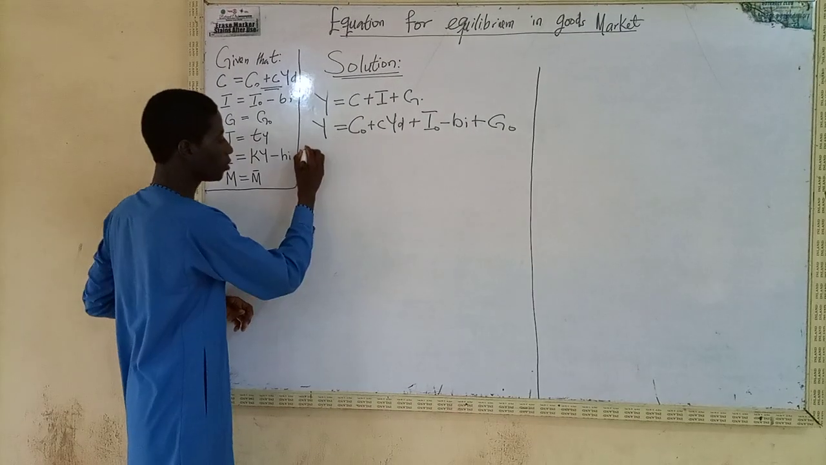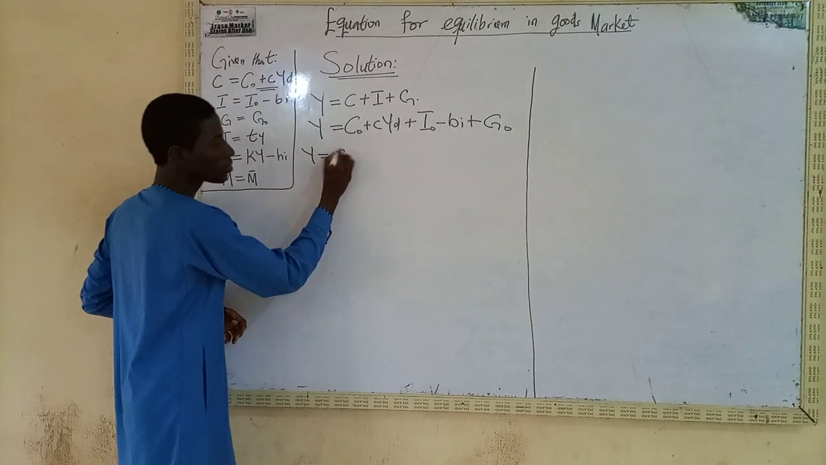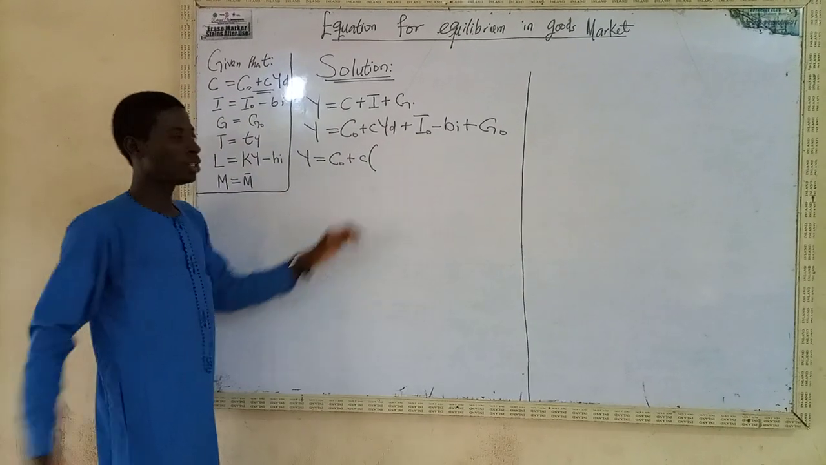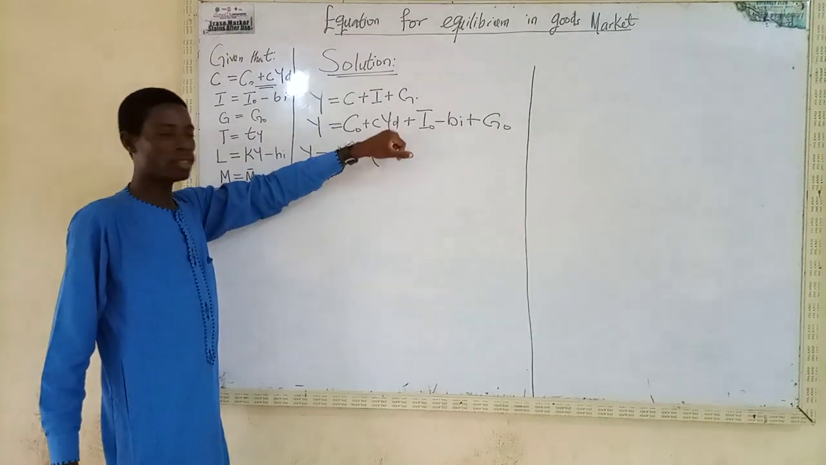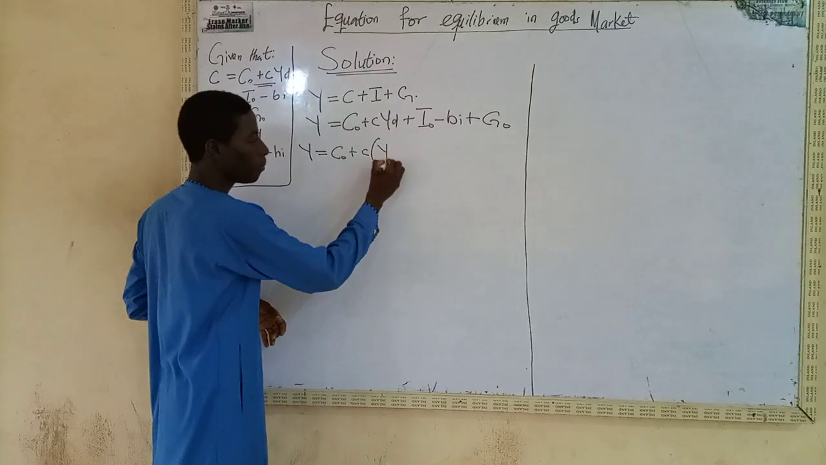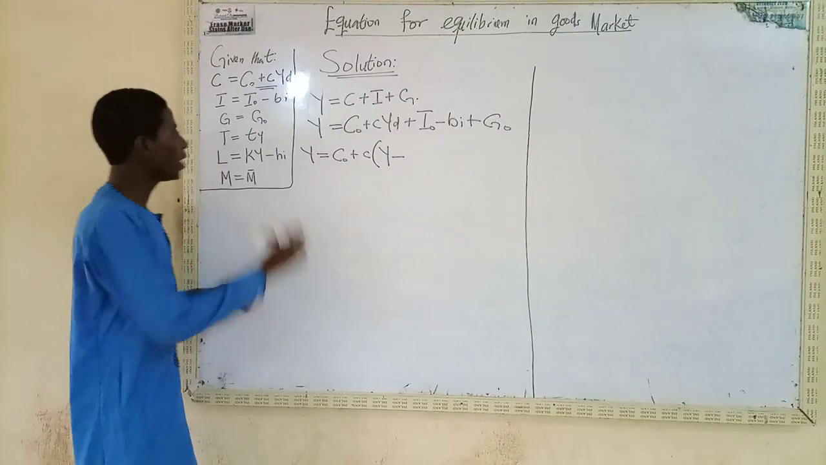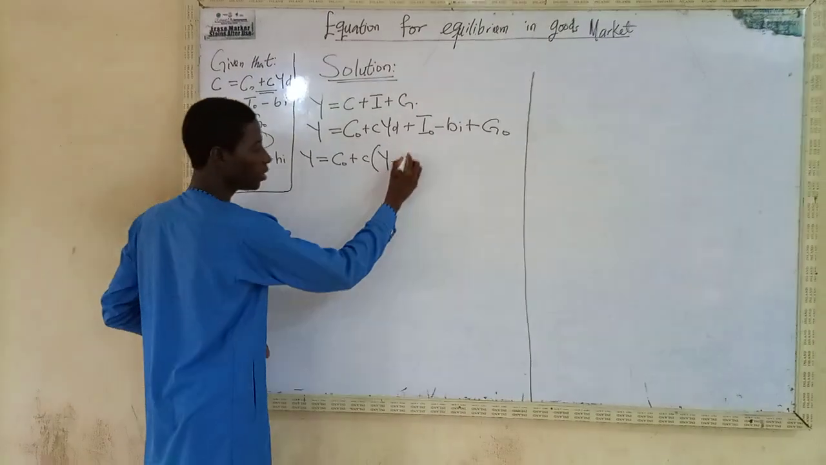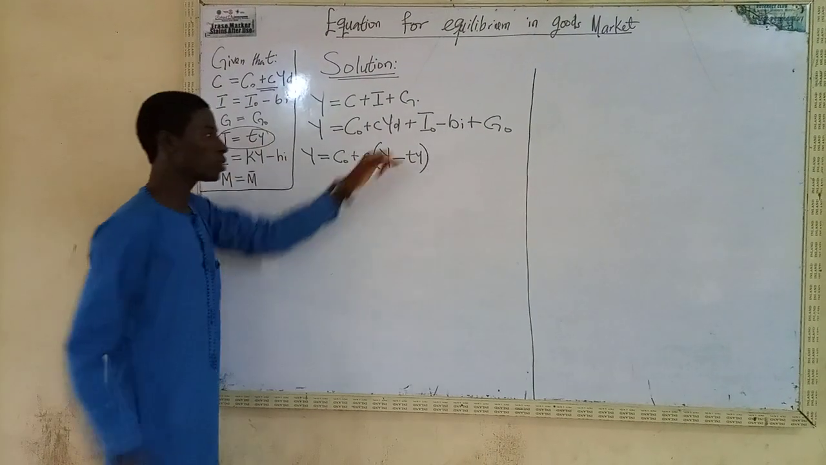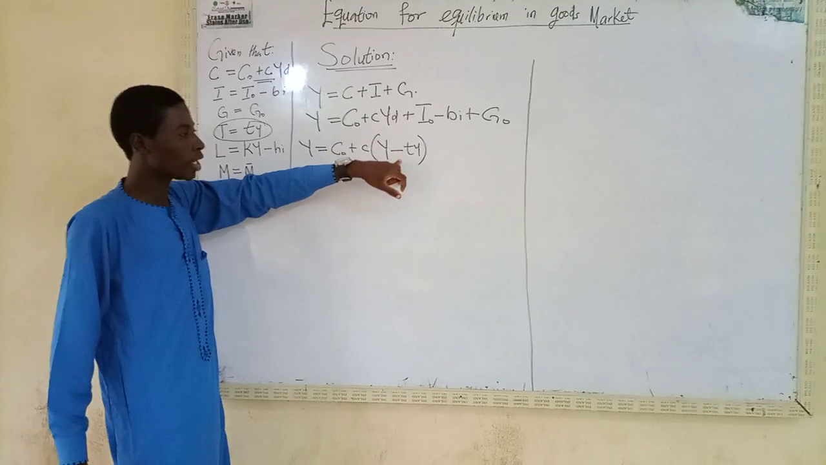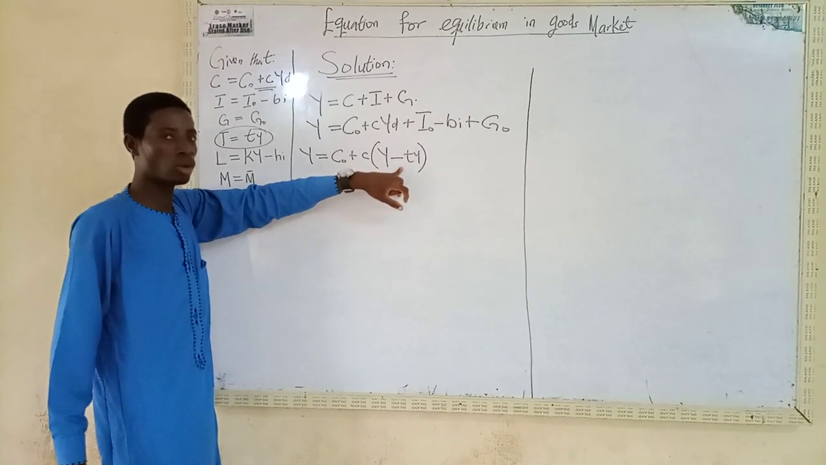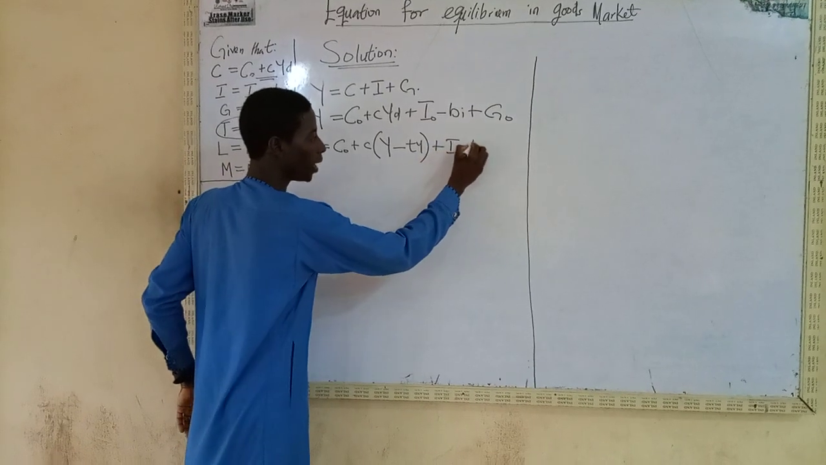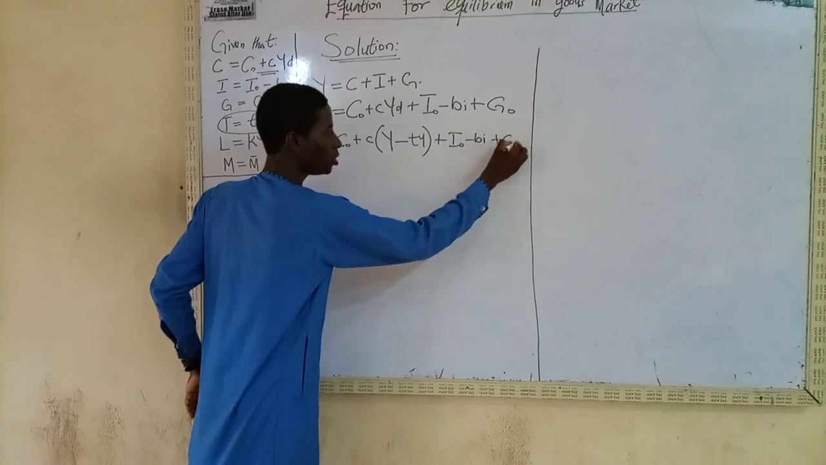From our function, we can say Y is equal to C0 plus c bracket. Don't forget Yd is our disposable income, and Yd is Y minus tax. Here in our function, the tax function is tY. Disposable income is the income left after you remove tax from your personal income. So we have plus I0 minus bi plus G0.